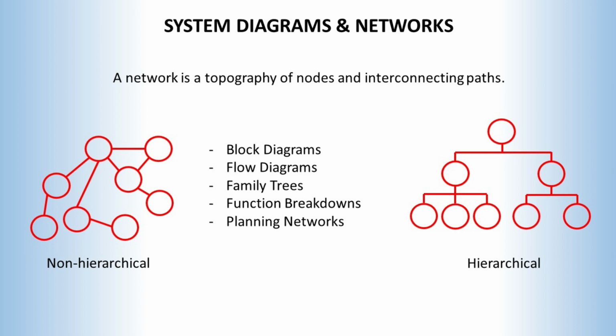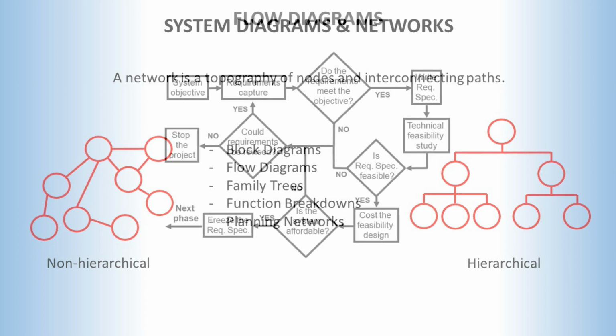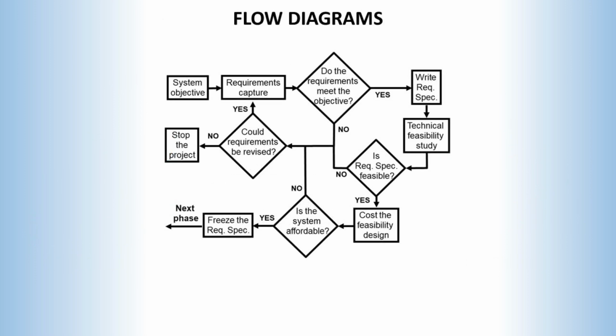One piece of terminology to note is that if the position on the network matters, it's called hierarchical. Otherwise, it's called non-hierarchical, and only the interconnections matter. An example of a non-hierarchical diagram is a flow diagram, and we have already used this to show the flow of activity in the concept design phase of a development program.